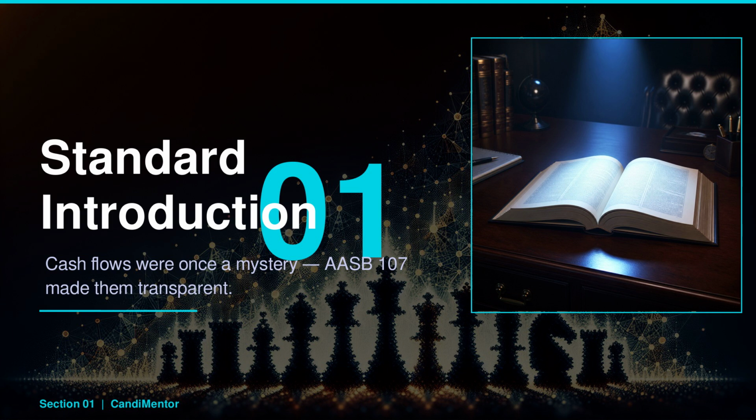Before AASB 107, companies could mask their true cash position. Imagine a company reporting profits, but hiding a negative cash flow of $10 million. AASB 107 changed the game by mandating transparent cash flow statements. Now, you'll see how this standard ensures you know exactly where the cash is coming from and going.